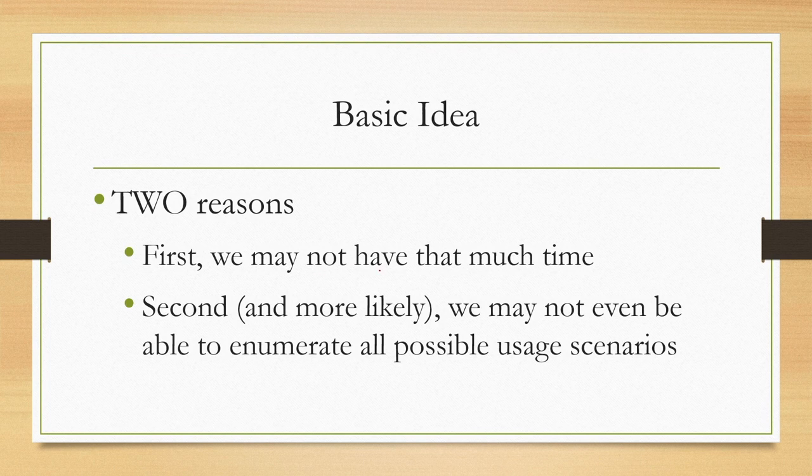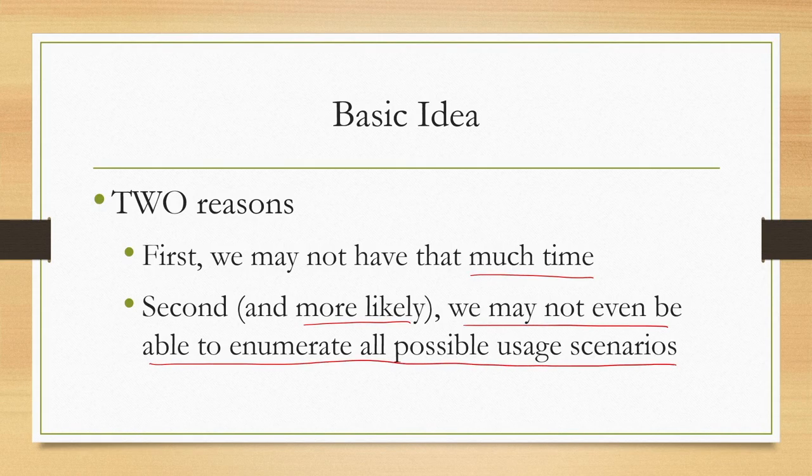One is, we may not have that much time. So, if there are a large number of scenarios, then even if we apply cognitive walkthrough, it will take a long time to test each and every scenario, and that much time will defeat the whole purpose of quick evaluation. Secondly, which is the more likely case, we may not even be able to enumerate all possible usage scenarios. So, in complex systems, it is generally very difficult to identify all possible usage scenarios in advance. So, we will not be able to enumerate, and then if we are unable to enumerate, we will not be able to prototype also. And even if we are able to enumerate and prototype, time may not be there to perform cognitive walkthrough for all the possible usage scenarios.